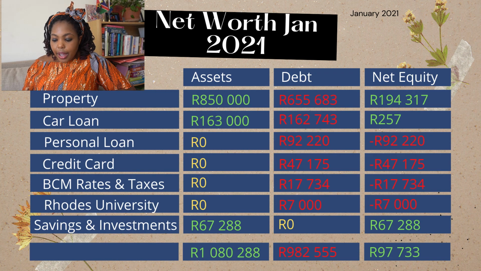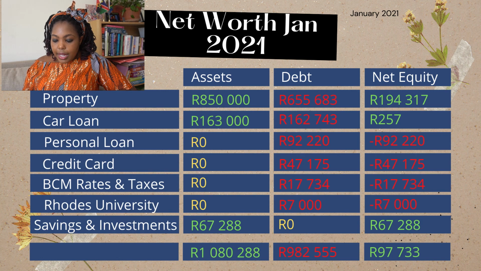So now I have to take all of this. I take this 194,313 because it's green, because it's on the positive side. And here, as you can see, the red is on the negative side and the green is positive. Oh, I forgot about my savings and investments, which currently stand at 67,288. Very, very low.